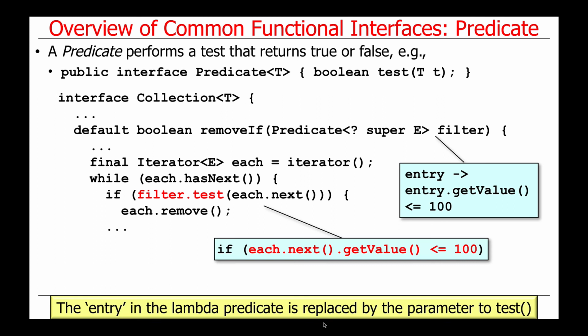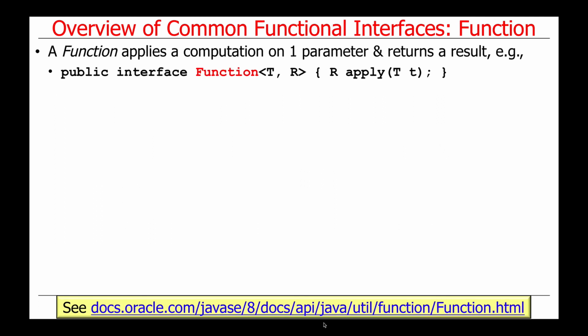So what that's really looking like, if you were to step back and see what the compiler sees, is it would say, if the next item that we're iterating over has a value of less than or equal to 100, then go ahead and call remove on that item. And so what it's essentially doing is replacing that in the test, and then it'll use that to decide whether to keep or remove a given entry.